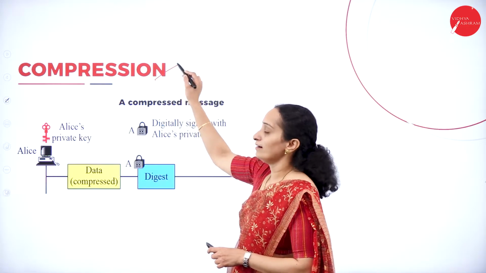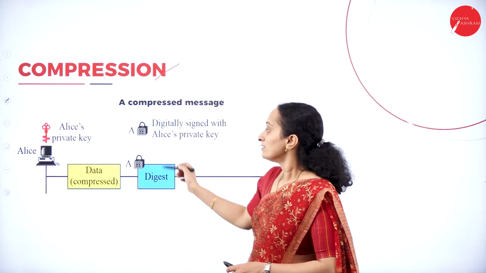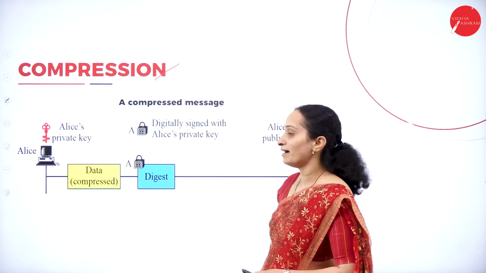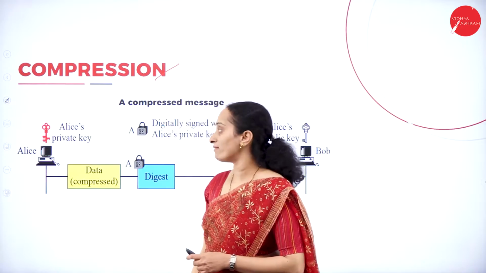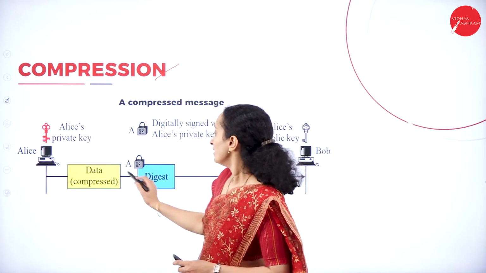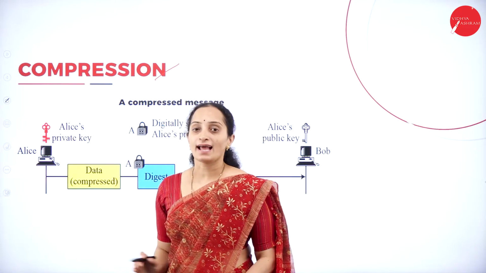Another improvement you can make is by using compression. We use both Alice's private key and public key. Alice uses her private key to compress the data. So the improvement here is that the data is compressed.